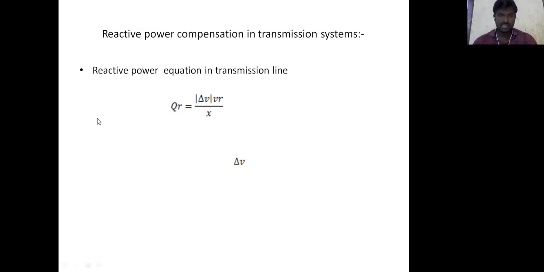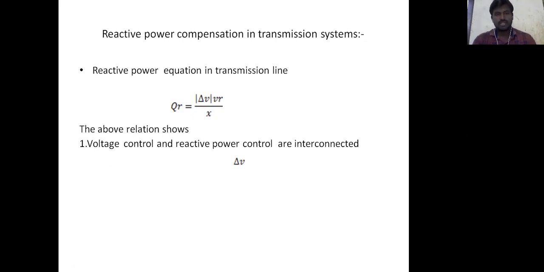In this equation, the reactive power depends only on the voltages, since the transmission line reactance X is assumed to be constant. So Qr, the reactive power, depends only on the change in voltage at the receiving end. The above relation shows that voltage control and reactive power control are interconnected.